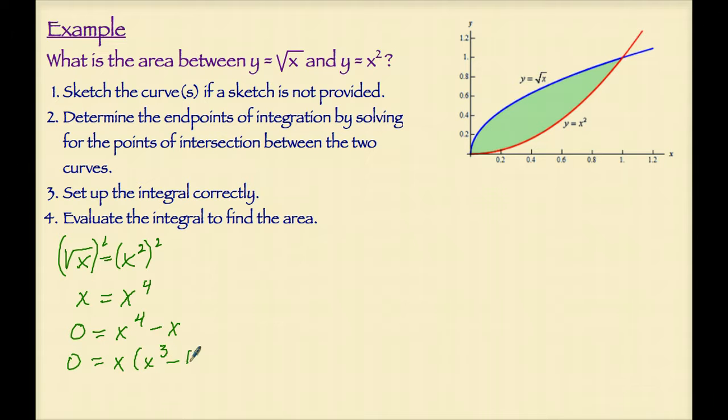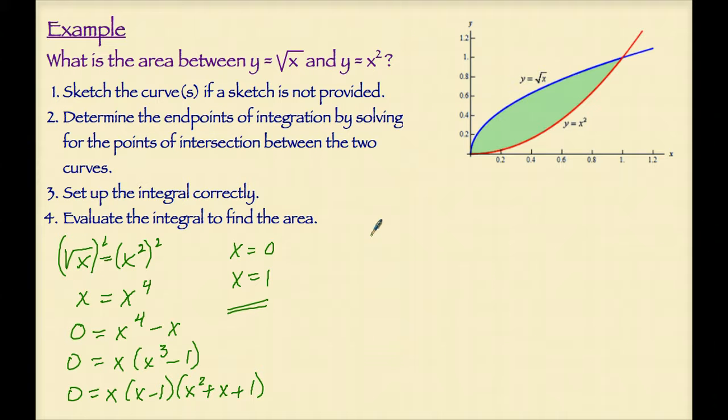and I'm left with a difference of cubes, which does factor further. x minus 1, x squared plus x plus 1. And now that this is fully factored, I can see that I have points of intersection at 0 and at 1. Now from this graph you can clearly see that those are the points of intersection, but just to be certain, make sure that you provide some analysis to determine what the points of intersection are.